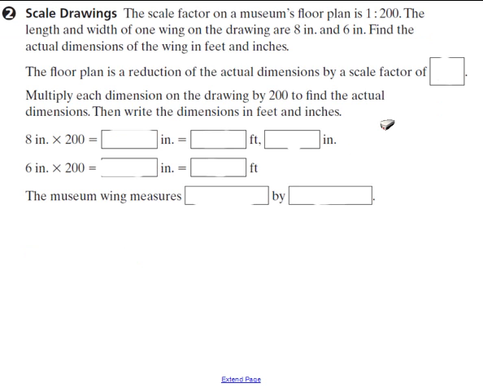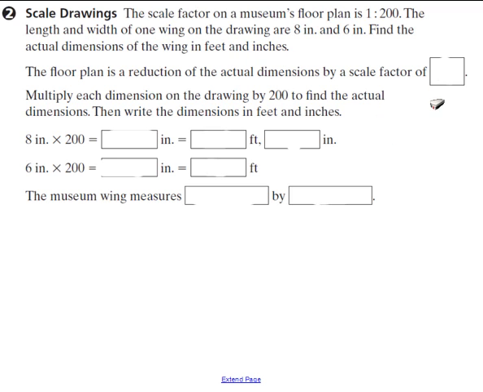So now they're going to take us the other way. They're going to give us the scale factor, and they want us to make some adjustments and look at what the new image would be. So here it says the scale factor on a museum's floor plan is 1 to 200. The length and width of one wing on the drawing are 8 inches and 6 inches. They want us to find the actual dimensions. Notice, in feet and inches.